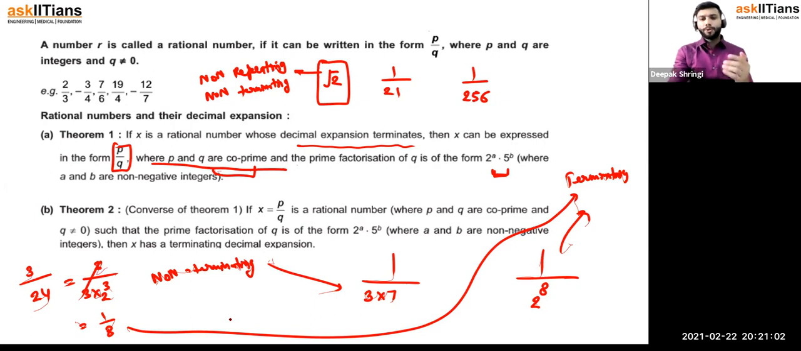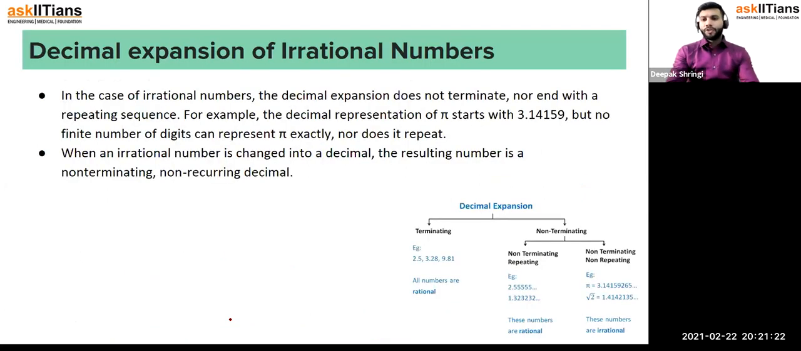Theorem number 2 is just the converse of theorem number 1, guys. Now I just told you that if it is terminating, that means the denominator has the factors of 2 and 5 only. The reverse is also true. That means if the denominator has only factors of 2 and 5, it is going to terminate. The same thing, right? It's not a big deal. Let's move forward. So decimal expansion of irrational numbers, as I said, guys, is always going to be non-terminating and non-repeating. For example, the decimal expansion of pi starts with this, but it never ends. Okay, we got it, right? We already know that, not a big problem. I have already explained it to you.